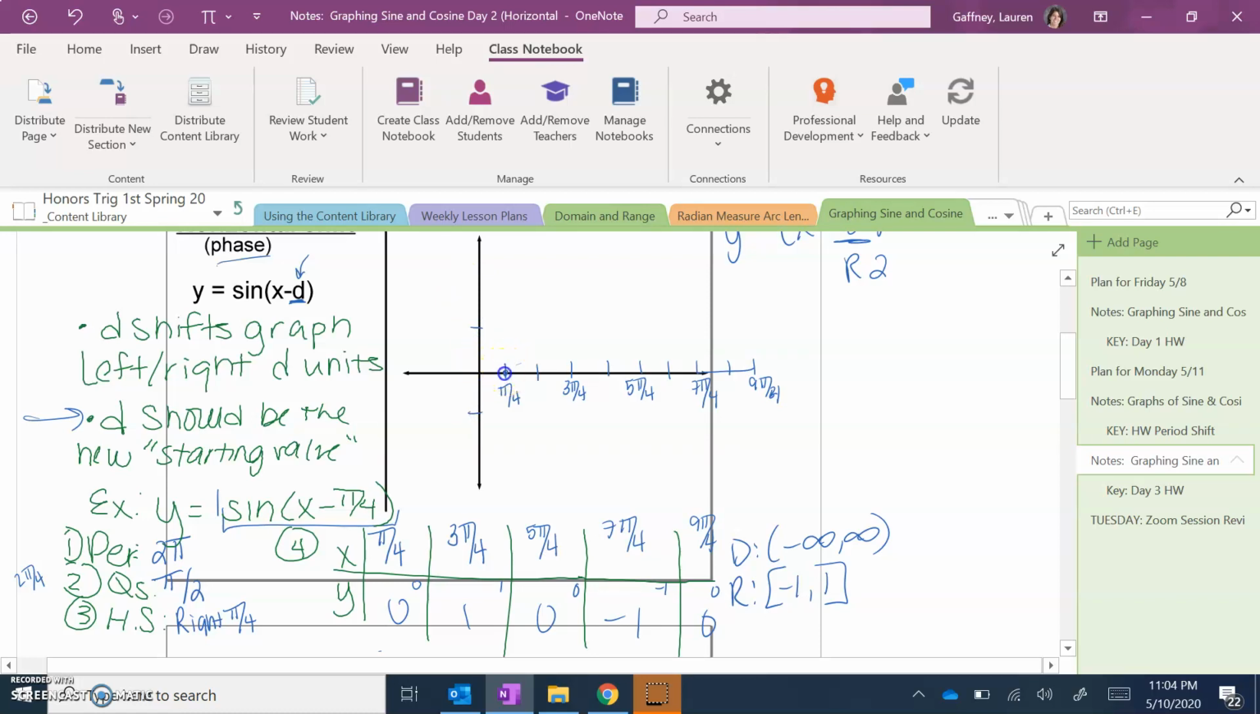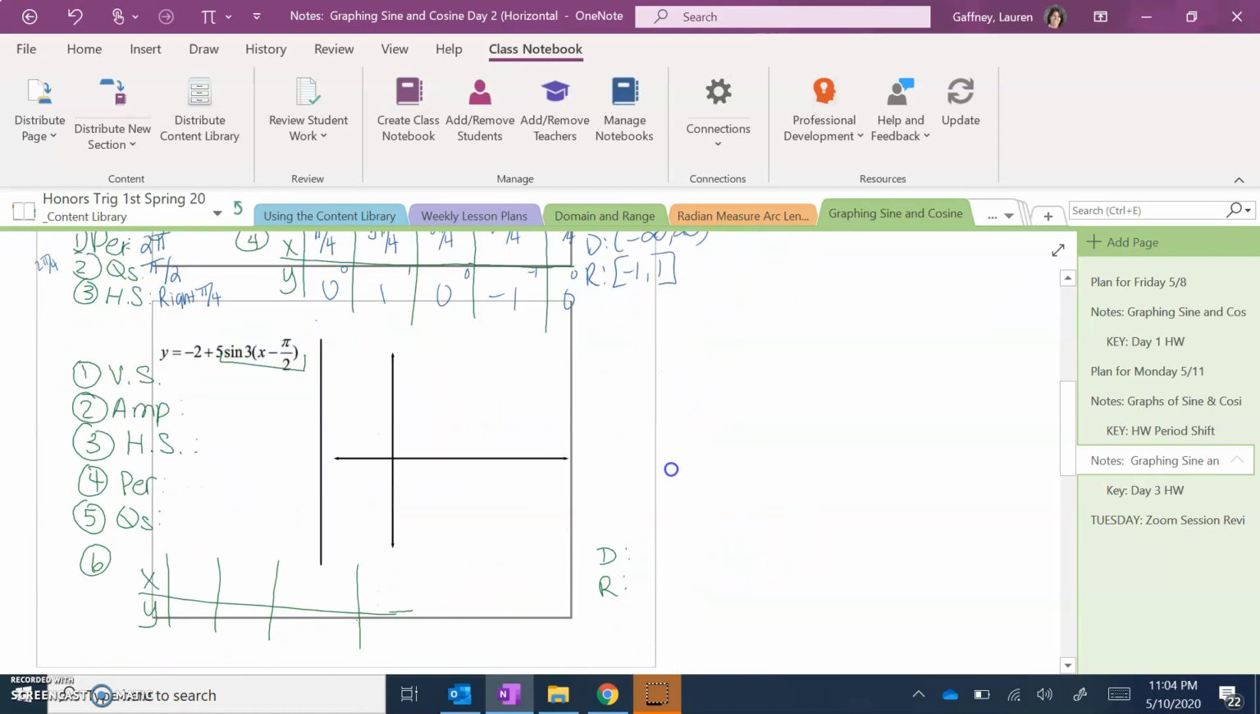So now at pi over 4, we're at 0. Then we're at 1, 0, negative 1, 0. Make that curvy. You can see that this took our sine graph and pushed it to the right pi over 4. We didn't really do anything else to it. Okay, let's look at another one.